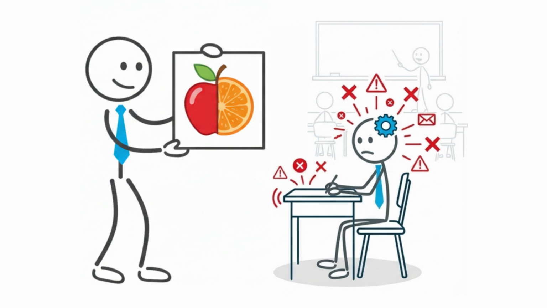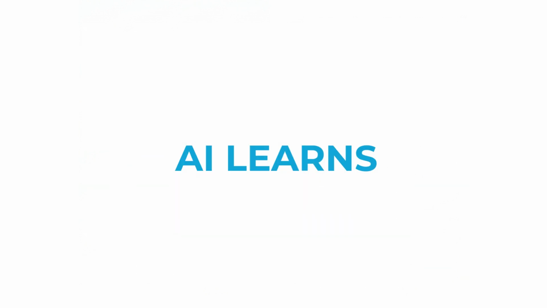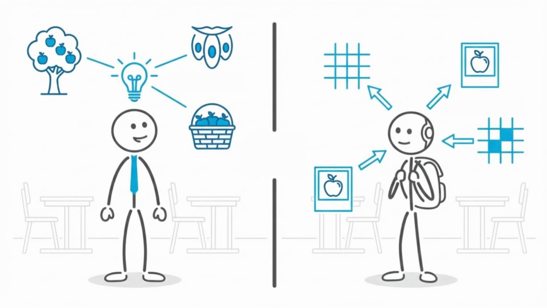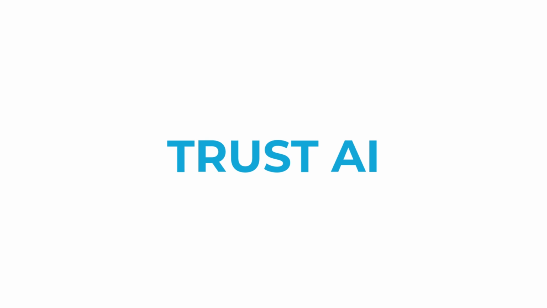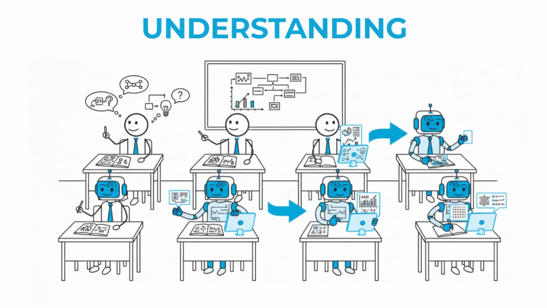So the next time someone says AI learns, remember the Stickman classroom. Yes, it learns, but it learns differently. It's pattern matching, not understanding. And knowing that difference helps you know when to trust AI and when you need human judgment. Humans bring understanding and reasoning. AI brings pattern recognition at scale.